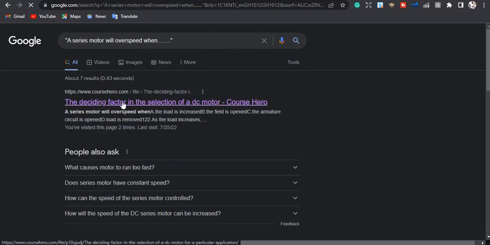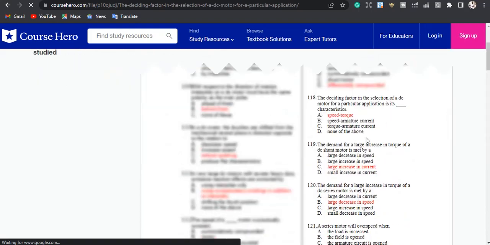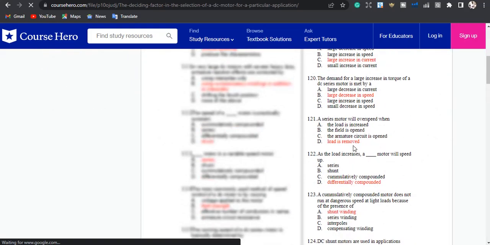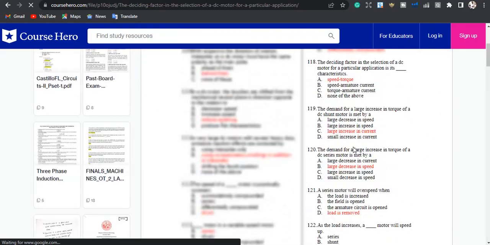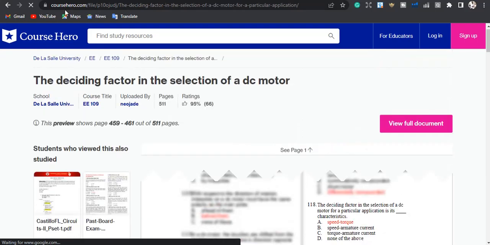So let's choose the first link. Most of the time you have to choose the first link. Don't overthink it, just choose the first link and it will lead you to the exact question with the bank of questions and the bank of answers.